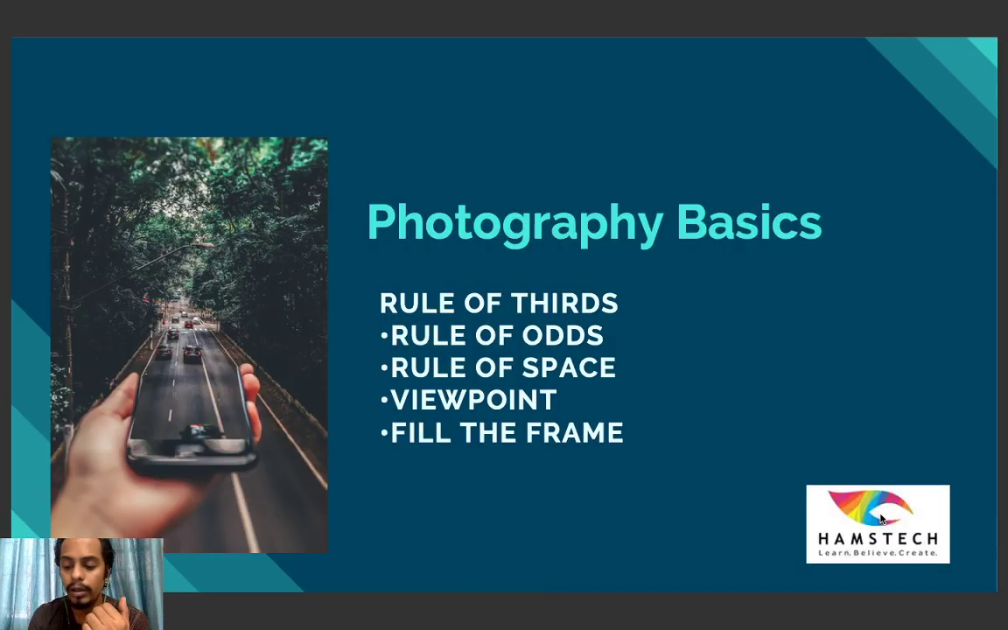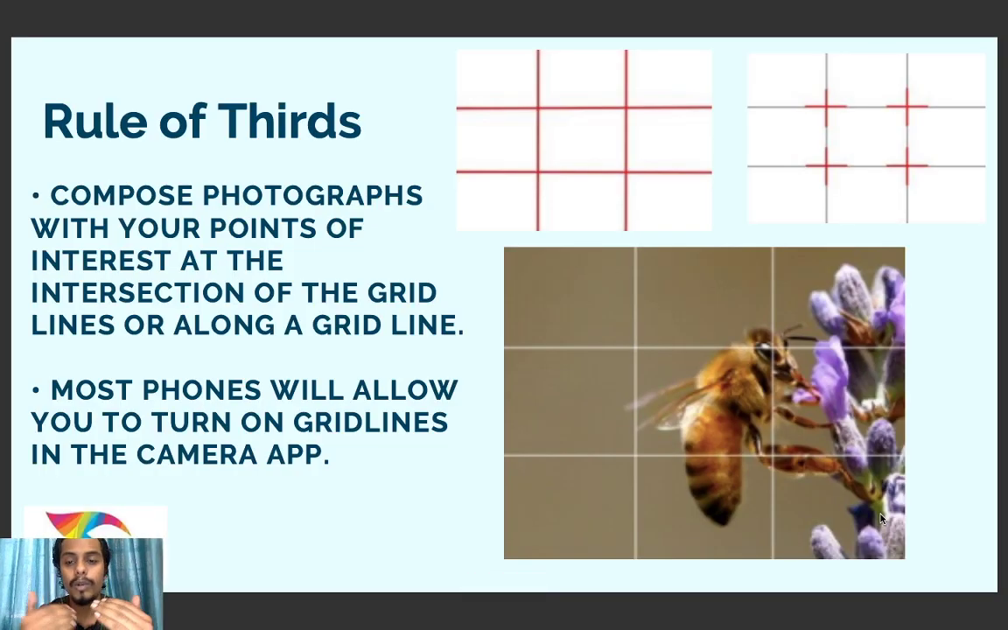Just for revision's sake, I'll go through all these slides again. I'll try to make sure that you understand the rules in very few words once more. When it comes to the rule of thirds, it's very simple. You have to make sure that your subject is falling alongside the lines of the grid. This grid can be easily switched on and off in any camera, in any phone camera application.